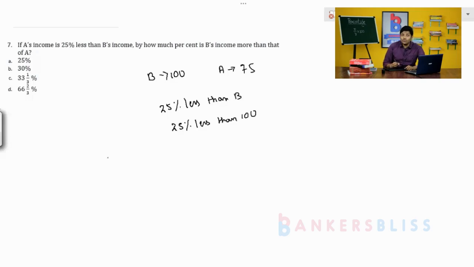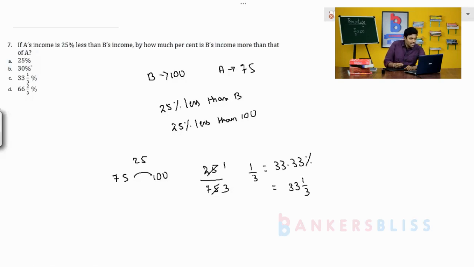Now, B is how much percent more than A? So A is 75, B is 100. What is the difference? The difference is 25. So 25 divided by 75, 25 one time, 25 three times. So 1 by 3, which is nothing but 33.33%. It is also considered as 33 1 by 3. So that is option C, 33 1 by 3.